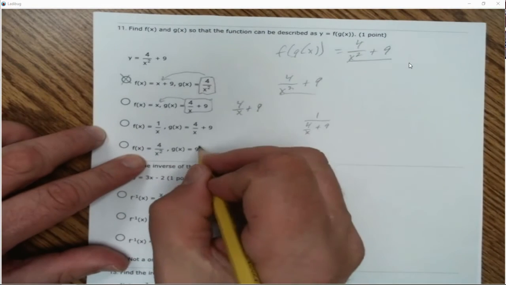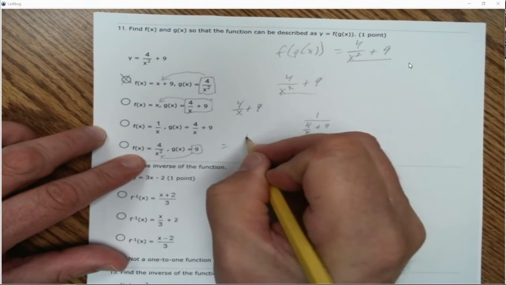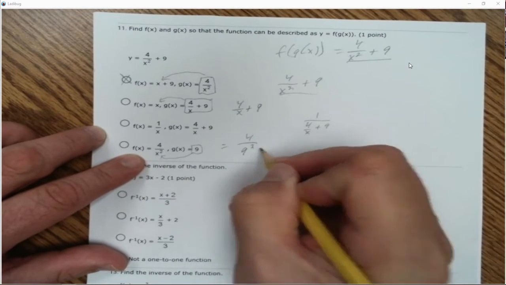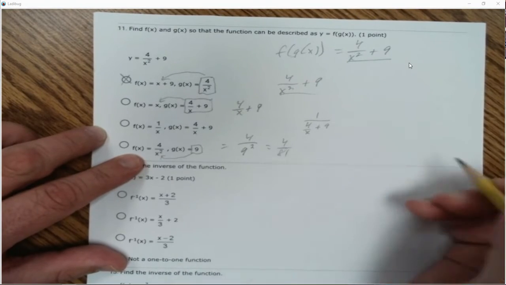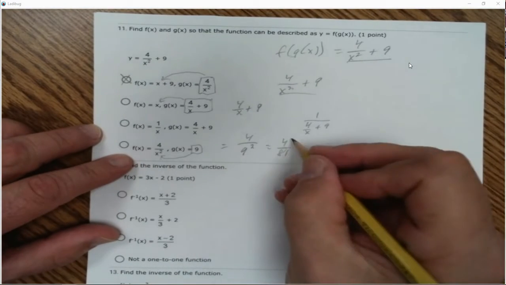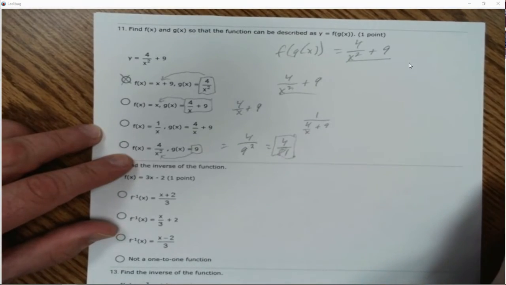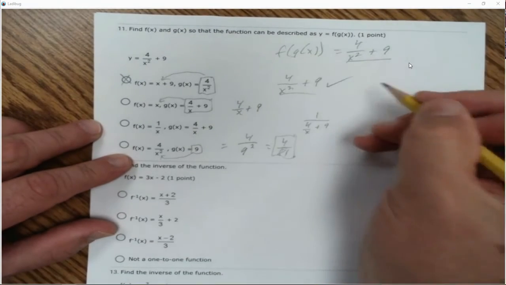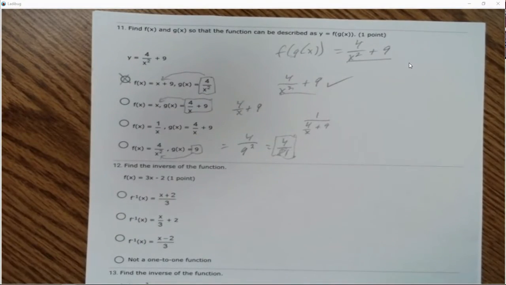And this one is 4 over x squared, and g of x is just the 9. Well, if we take this and we substitute it in for x, that's going to equal 4 over 9 squared, which is 4 over 81. We don't even have a variable left in the answer there. It's actually a number. So this is the correct answer right there, because that's the only one that gets us back to the original problem they want us to end up with.